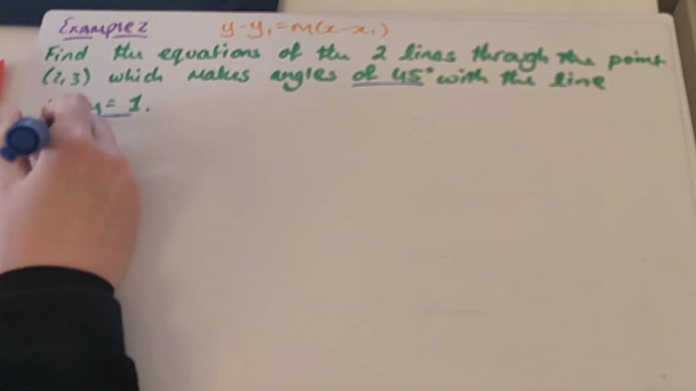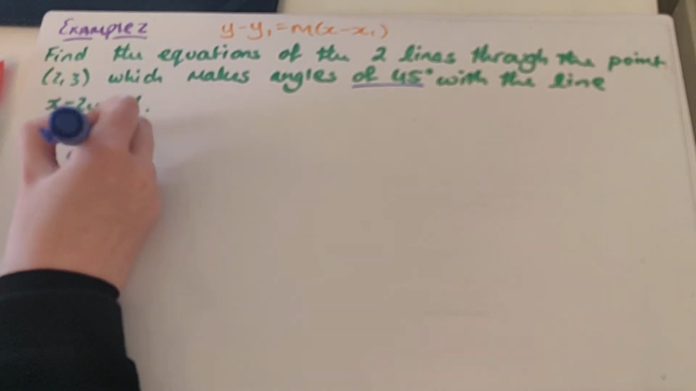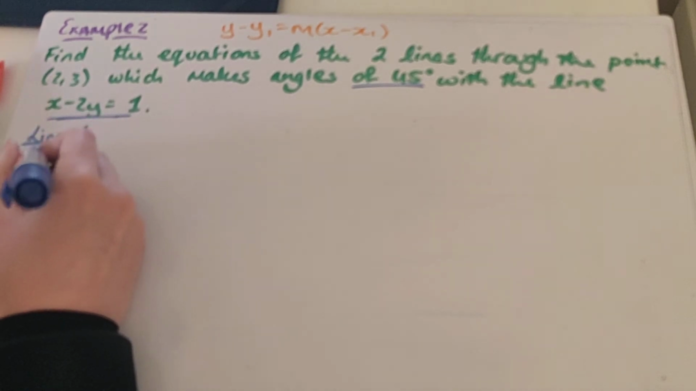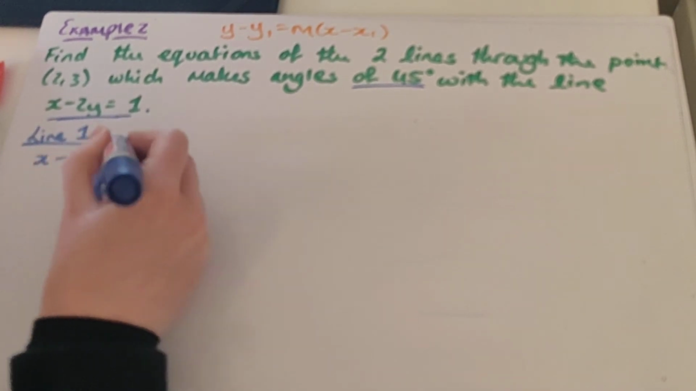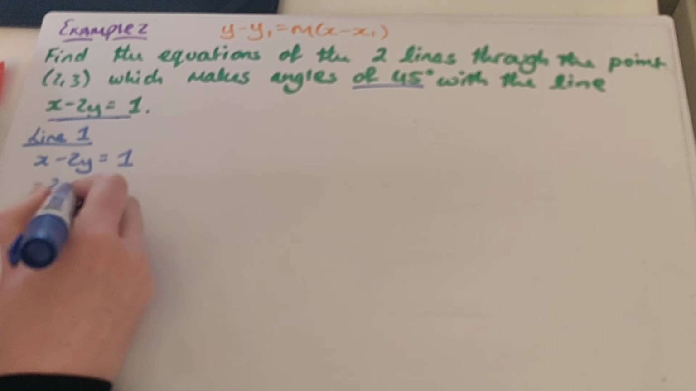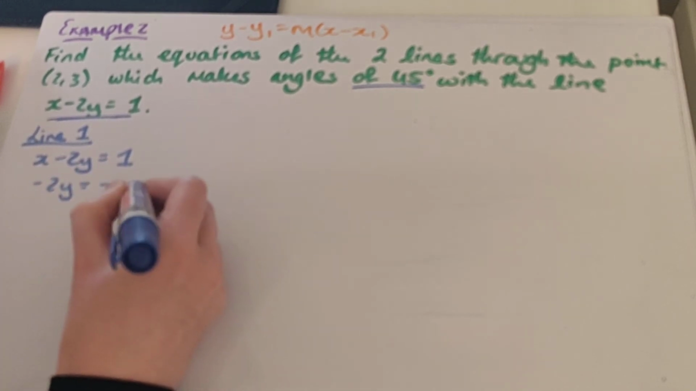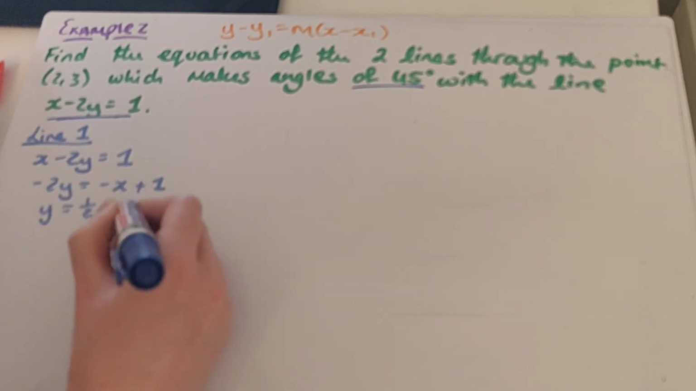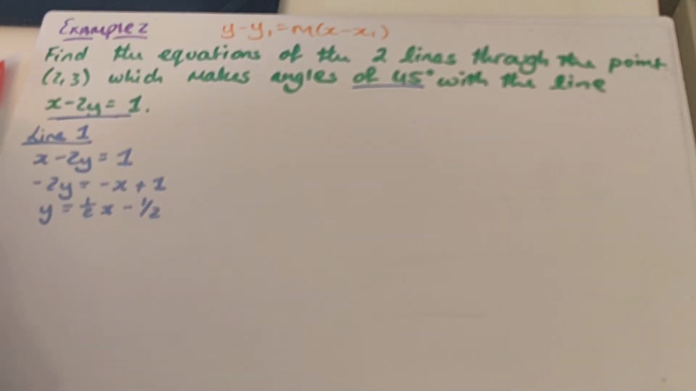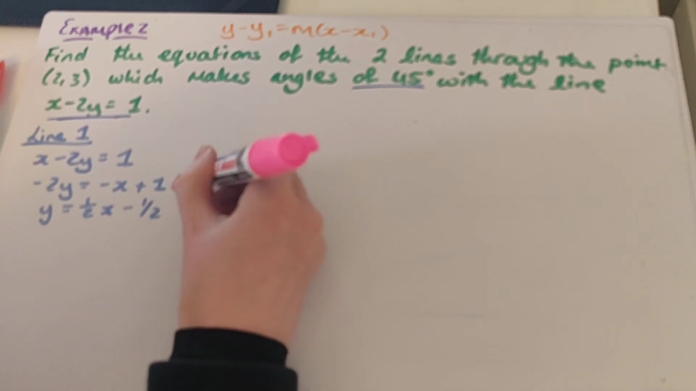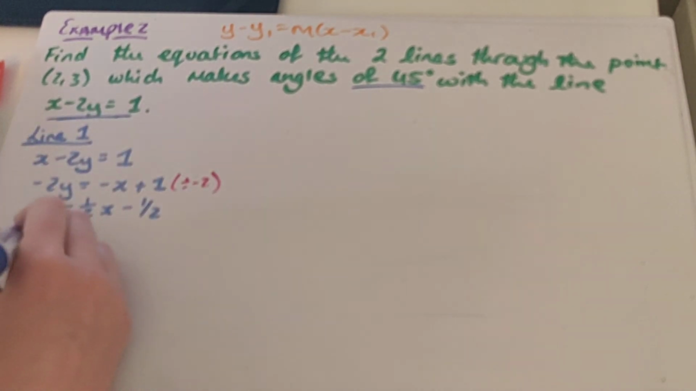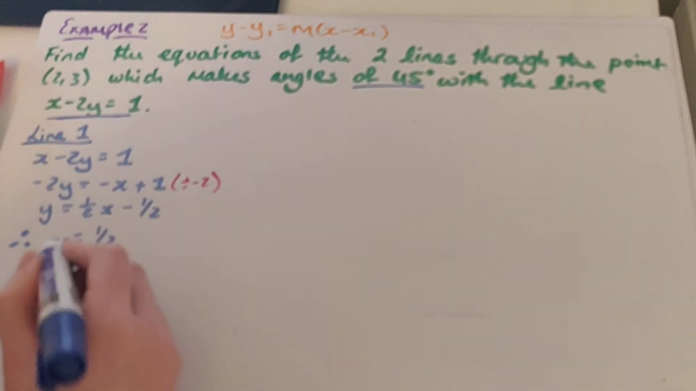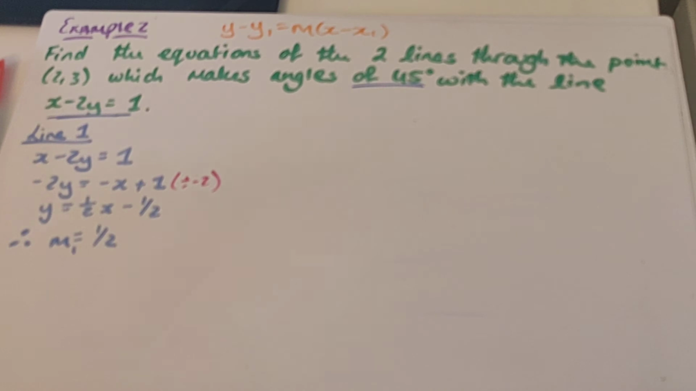So to find the slope of this line, and I'm going to call this line 1, that means we're going to have to isolate the y using the exact same method. So I have minus 2y is equal to minus x plus 1. Divide everything by minus 2, which gives me a half x minus a half, because I'm dividing everything here by minus 2. Which means therefore my slope is whatever value is in front of my x, which is 1 over 2. So m1 here is going to be 1 over 2.